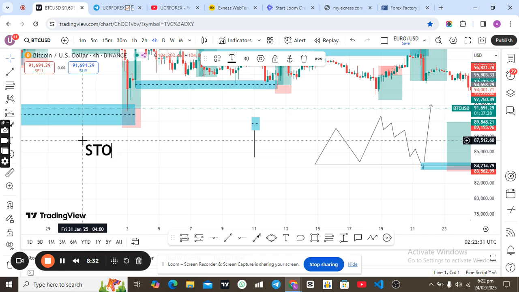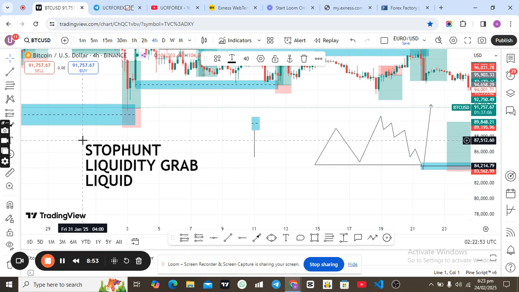Let me write all the English names I've given it so that you will not be confused one day when somebody comes from Norway. Some people even call it numerous names, but these are the most popular names I know for this wick. They normally call it a stop hunt. Some people call it a liquidity grab, and some equally call it a liquidity sweep. All these things are the same, my brother. I don't really know any other names, but these are the few I know that are very popular for this particular wick.